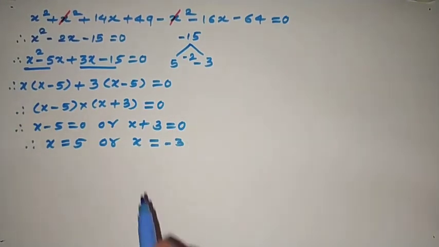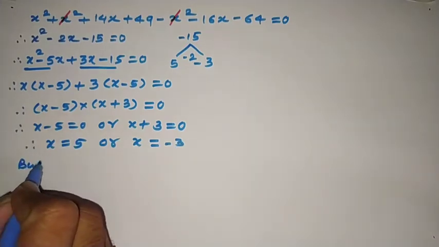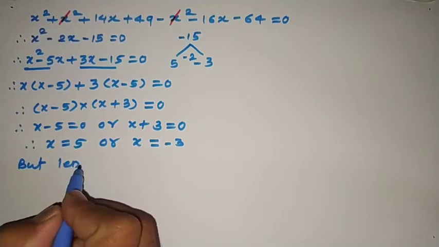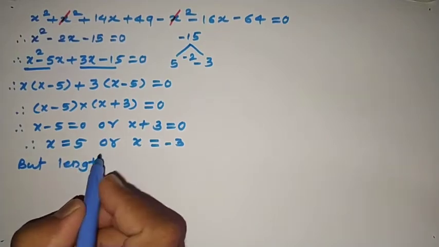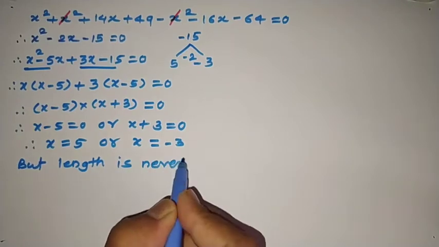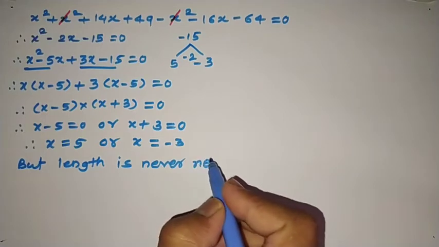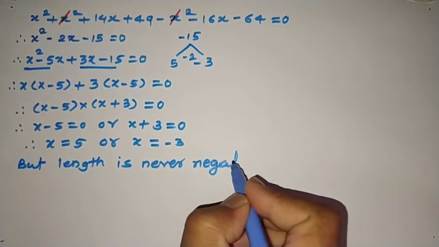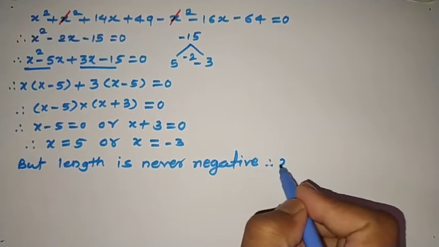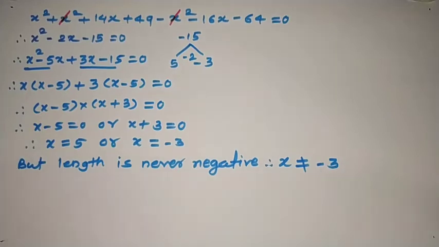But length is never negative. Length is never negative. Therefore x is not equal to minus 3.